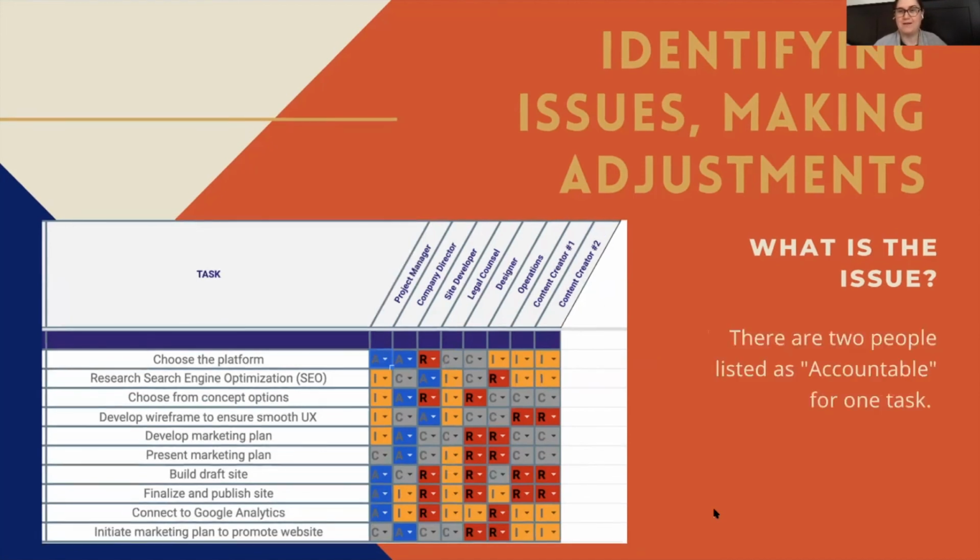I see the issue right here is that there are two people listed as accountable for that first task. So for choosing the platform, remember when we are planning out those roles for each of the tasks or deliverables in a particular project phase, we want to make sure that we've only got one person who's that final decision maker. At this point, there's too many cooks in the kitchen, and there could be some confusion about who gets to make those final decisions. So if I were going to make an adjustment here on this matrix, I would make sure to only choose one of these two stakeholders to be the accountable party for this particular task.